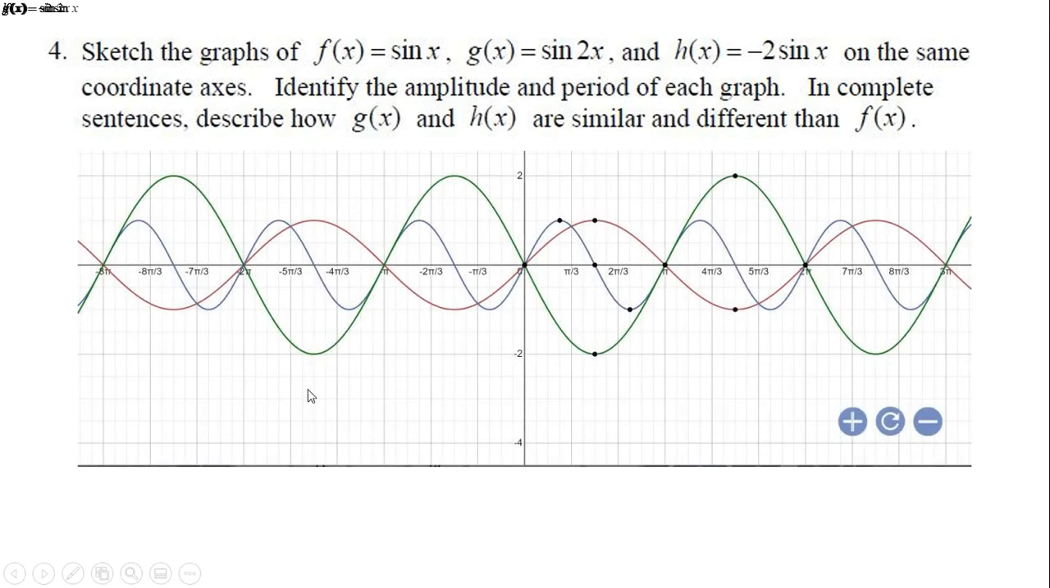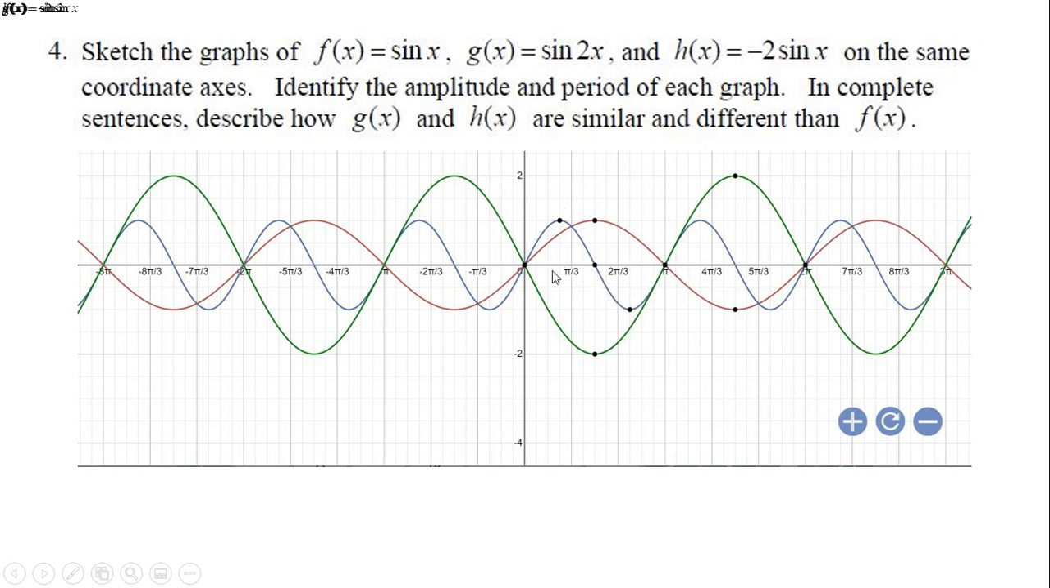So let's take a look at what we've got here. I've got my regular f(x) equals sine of x. That's in the purple here. It's got a period of 2 pi and an amplitude of 1. Well, my g(x) equals sine of 2x. My period is pi. The amplitude is still 1. So g(x) is in blue here.